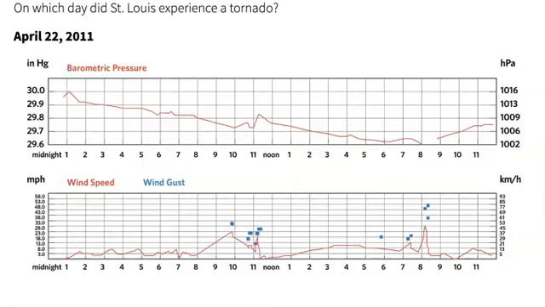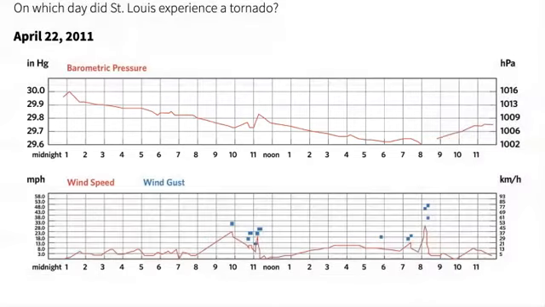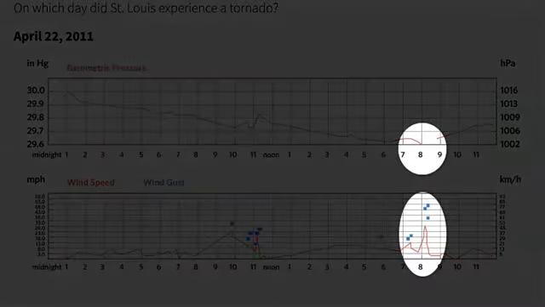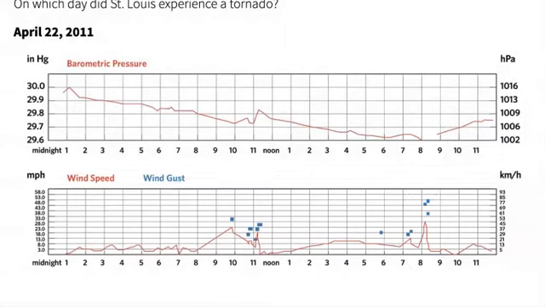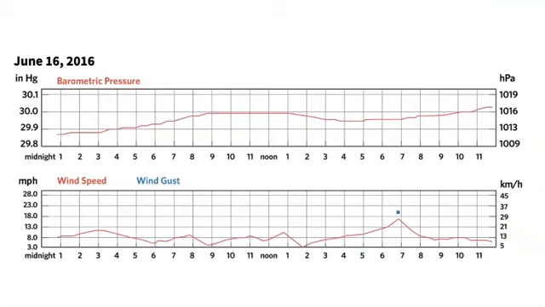When viewing the April 22, 2011 graphs, students may recognize that the barometric pressure dropped between midnight and 8 p.m. When the barometric pressure dropped to its lowest point, the wind speed increased to its highest point. On June 16, 2016, the barometric pressure remained relatively stable without large jumps in wind speed.